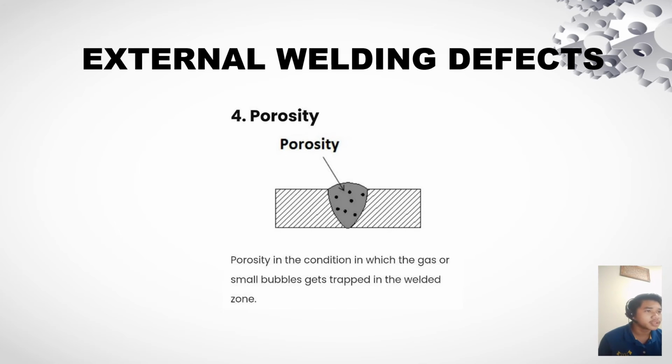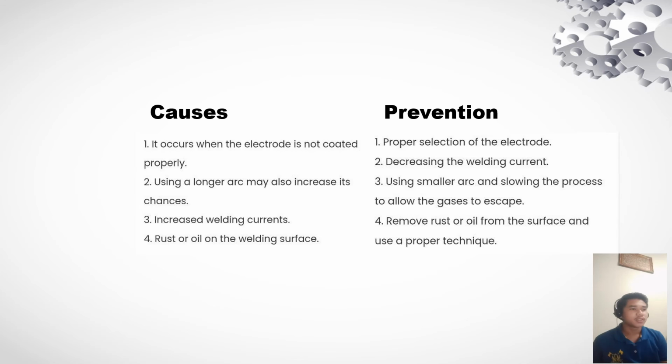Yang keempat, porosity. Porosity is the condition in which gas or small bubbles get trapped in the welded zone. Punca berlakunya ialah it occurs when the electrode is not coated properly. Using a longer arc may also increase its chance. Prevention: proper selection of the electrode, decreasing the welding current, using a smaller arc, and slowing the process to allow the gas to escape.